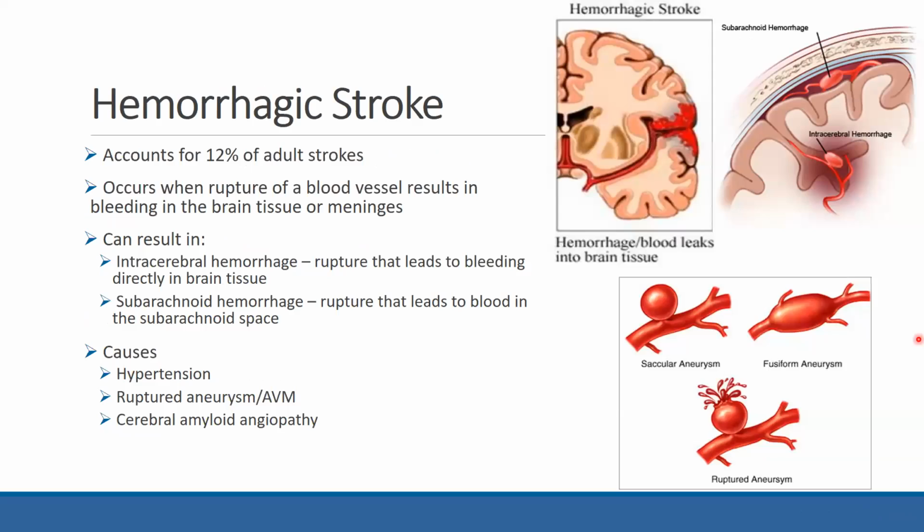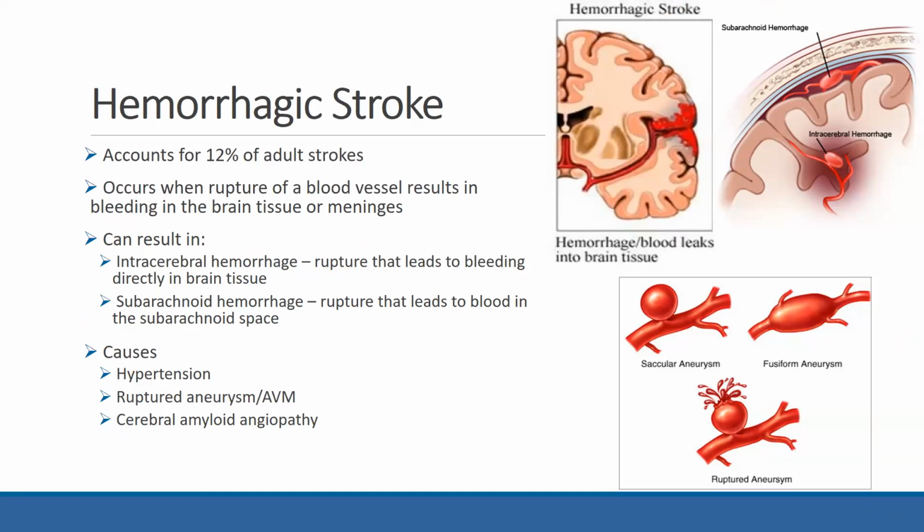A hemorrhagic stroke is a rarer phenomenon, but it still accounts for about 12% of adult strokes. And this occurs when there's a rupture in a blood vessel, and that results in bleeding in the brain tissue or in the meninges. So this can result in an intracerebral hemorrhage. If a blood vessel bursts in the brain tissue, you're going to get blood pouring out onto that brain tissue. It can also result in a subarachnoid hemorrhage.